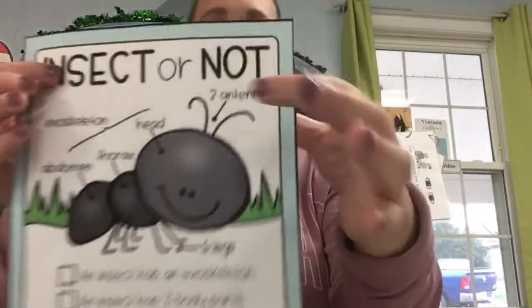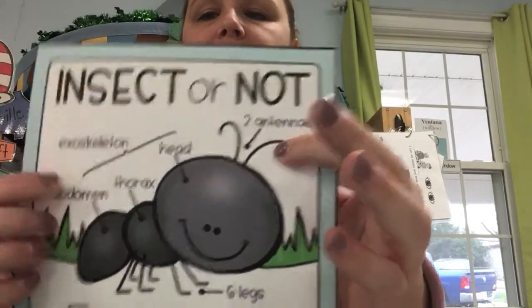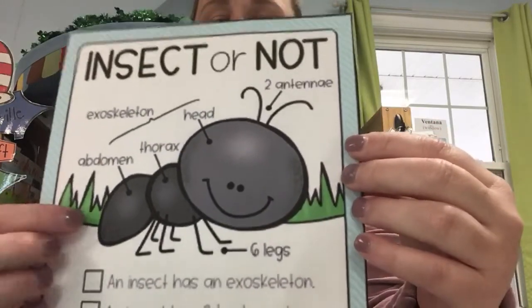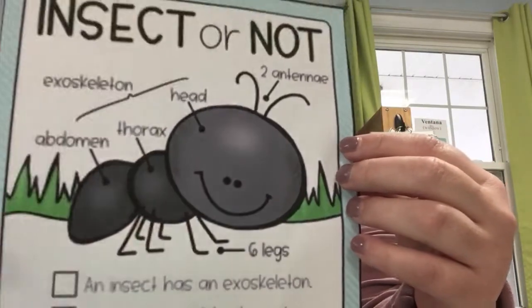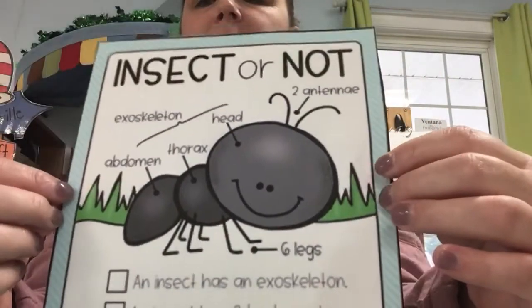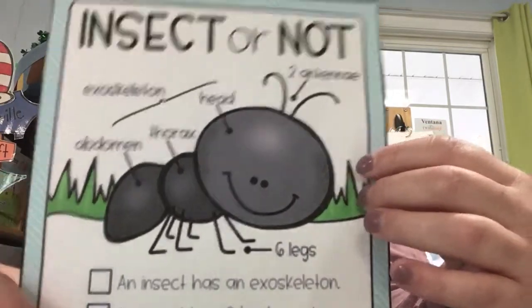Now that we know what parts are on an insect, oh, I also forgot something. They have something on the top of their head. Right here, there's 2 antennas. So if an animal has 3 parts on their body, antennas, 6 legs, and sometimes insects even have wings, then they're considered an insect.